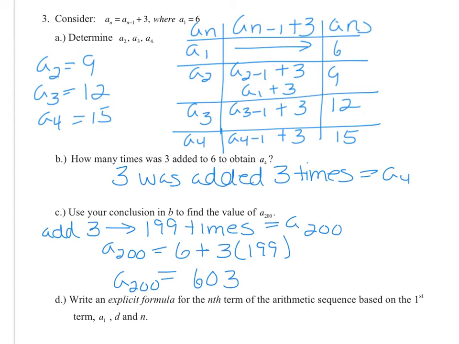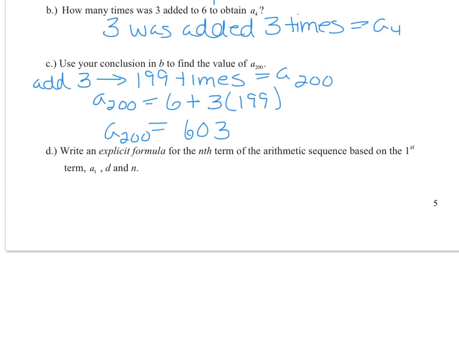All right, let's take a look at what else they're asking about this question. Write an explicit formula for the nth term of this arithmetic sequence based on the first term, a sub 1, the d, and the n. Okay, so we've talked about this, and it looked like it was being done recursively because we kept adding to the term prior to get the next. But now we want more of an explicit formula.